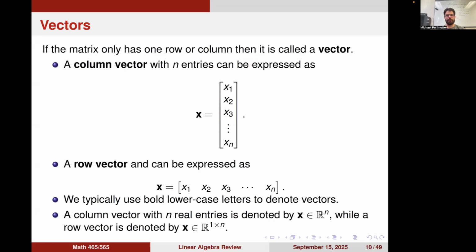If a matrix only has one row or one column, we call it a vector. So a column vector is going to be a tall, skinny vector like this, whereas a row vector is short and wide. If we talk about an entry in R^n, this is assumed to be a column vector. If we want to specify a row vector, we'll write x in R^(1 by n).